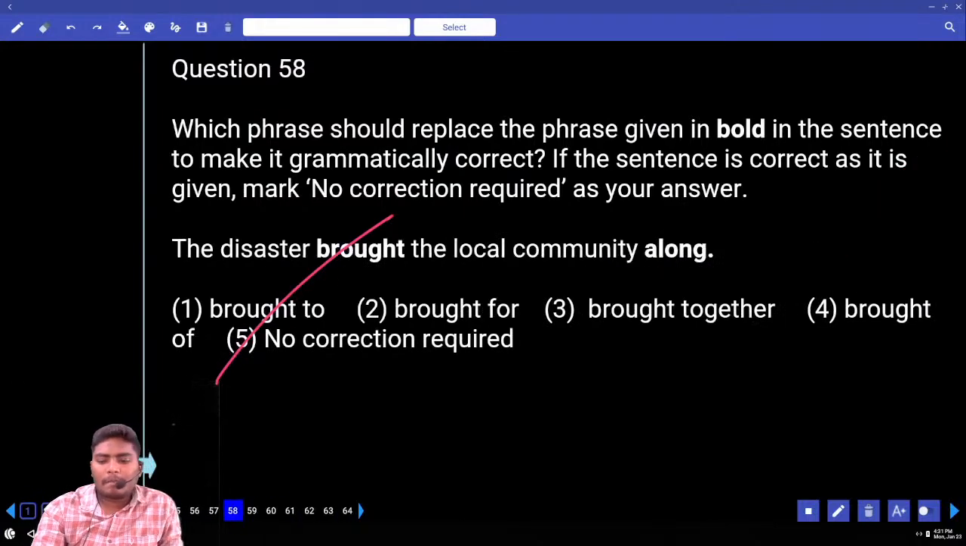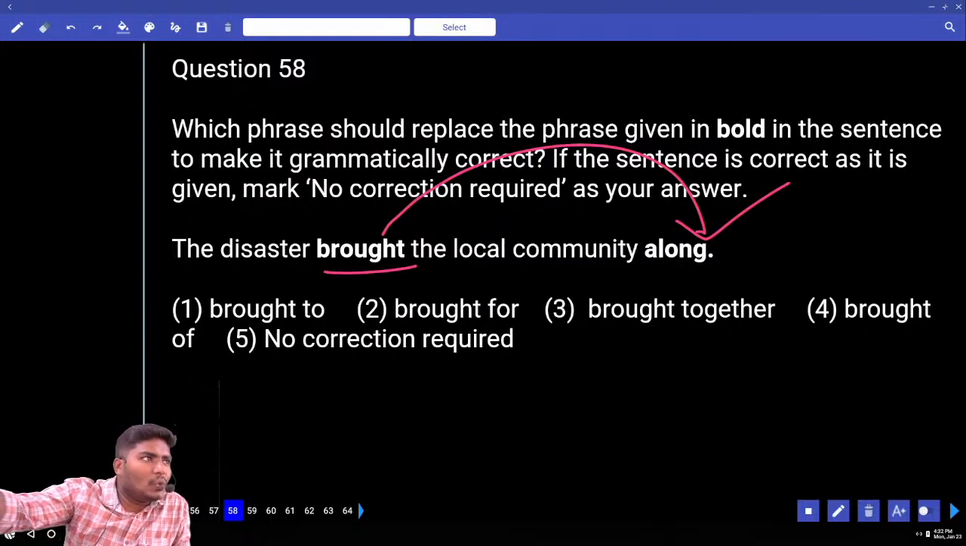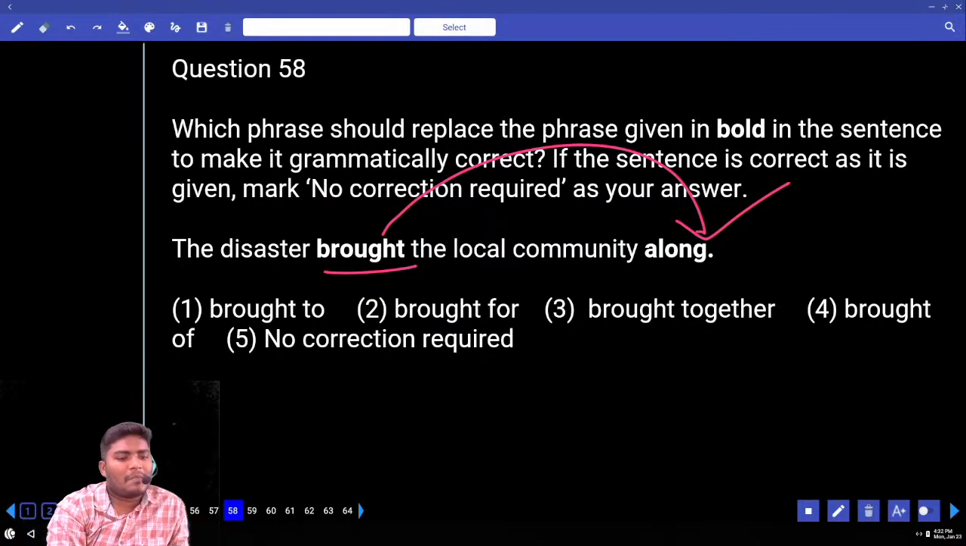Number 58. Brought along. Bring along. What do you mean by bring along? When you take something with you after going somewhere, that is nothing but bring along. You bring along some vegetables after going to the vegetable market. The disaster brought the local community along. Can we use that or not?